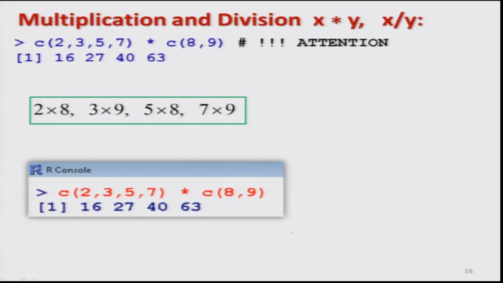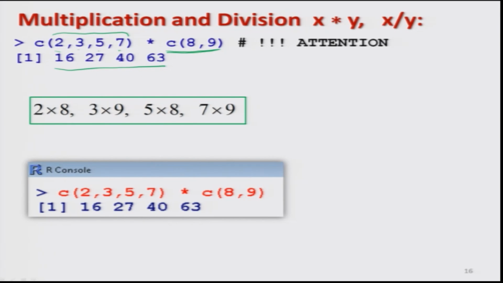Right. And similarly, when I am trying to take a vector of 4 elements which are combined together, the values are 2, 3, 5 and 7, and they are being multiplied by another vector, right. Then in that case, we get an outcome something like this: 16, 27, 40 and 63. Now, you have to see what is happening.